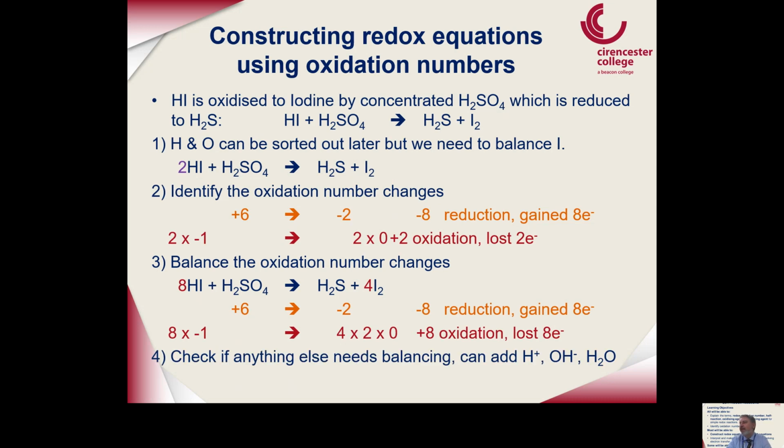Check if anything else needs balancing. We can add H plus, OH minus, or H2O. We needed to add 4 waters because we have 8 hydrogens here. Those 2 hydrogens there are accounted for here, but we still have 8 hydrogens, so we need to add 4 hydrogens. Now we need to check that the oxygens work. We've got 4 oxygens here, and yes, we've got 4 oxygens in the sulfate.